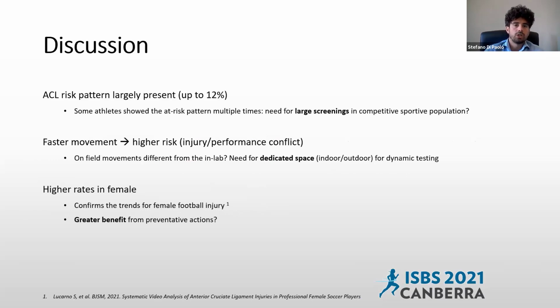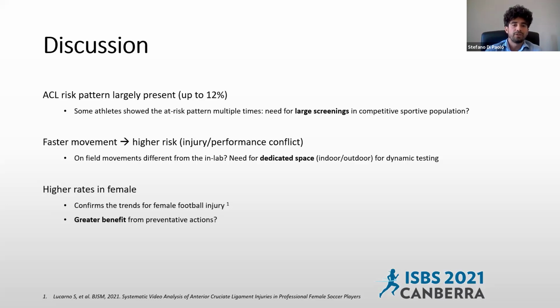So in the discussion, we saw that the anterior cruciate ligament biomechanical risk pattern was really largely present, 1 out of 10, and that some athletes also showed this risk pattern multiple times. So we asked ourselves if there is, in this competitive young population, the need for large screening to investigate the presence of this potentially dangerous pattern for such a devastating injury.